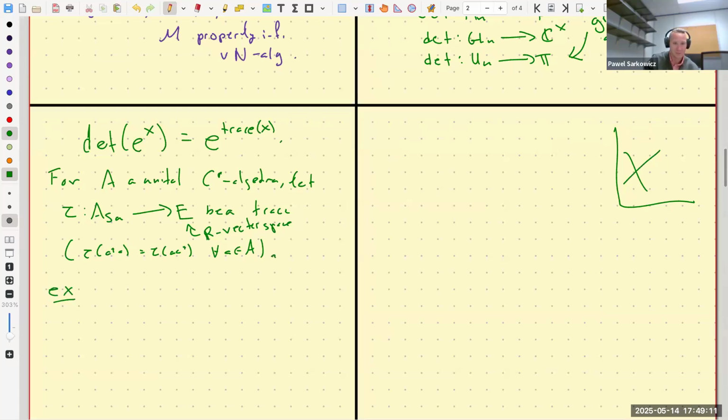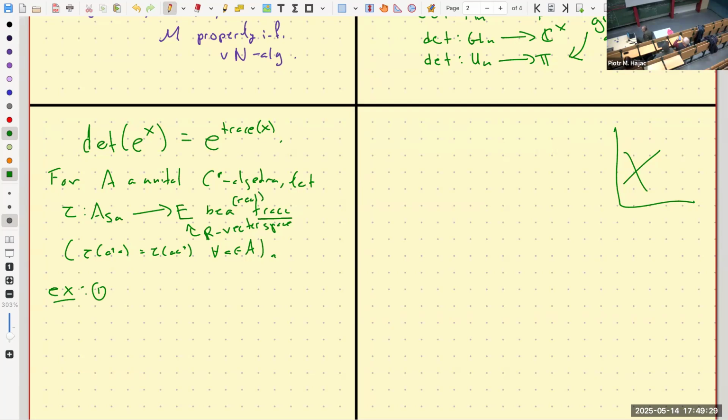Let's look at examples. Wait, Paweł, I just want to make sure we are on the same page. So you now define a trace just by saying that everything is normal, right? Trace of a star a is trace of a a star. And then you take values not in numbers, but in a real vector space. Exactly, yeah. Okay, thank you.